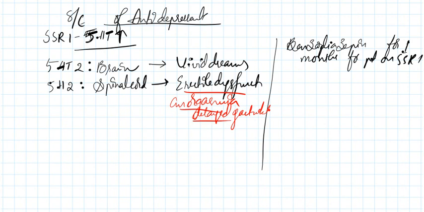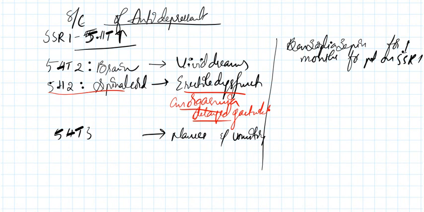Now these are the side effects of 5-HT2 activators in spinal cord. Now if you ask me what about 5-HT3 activators, they cause nausea and vomiting. Now what about 5-HT4 activators? They cause loose stools. So these are some of the SSRI, selective serotonin reuptake inhibitors, receptors, their action and their side effects.